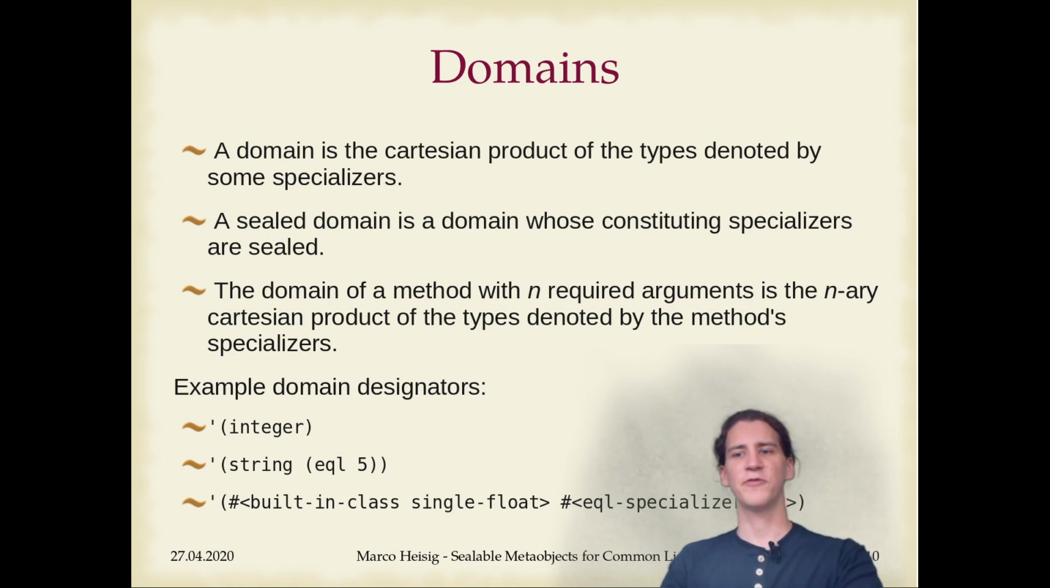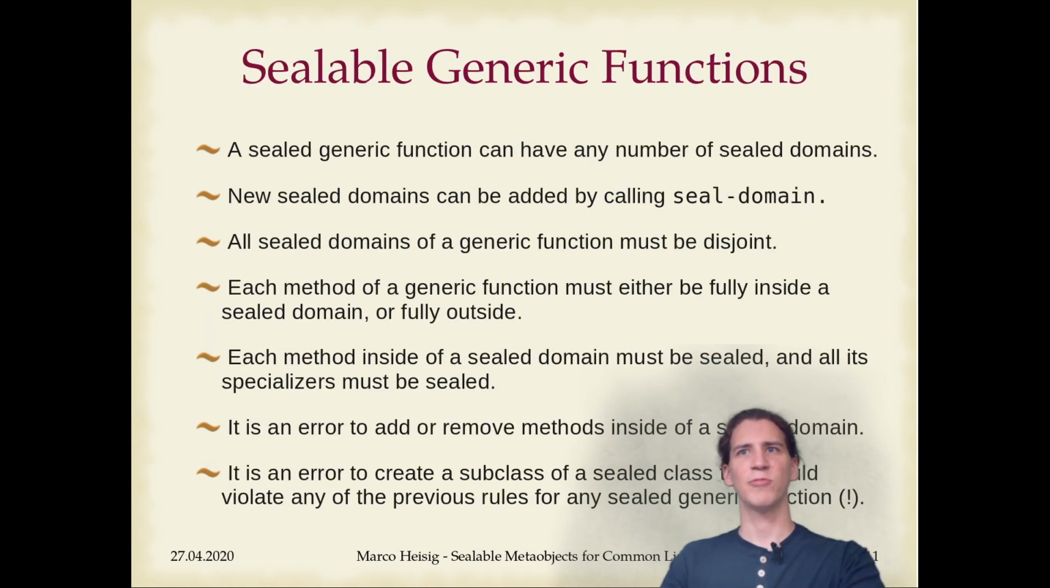Now that we have introduced the concept of sealable meta-objects and domains, we can finally define sealable or sealed generic functions. A sealed generic function can have any number of sealed domains attached to it, subject to a few constraints. New sealed domains can be added by calling seal-domain, as we've already shown. But all sealed domains of a generic function must be disjoint. Furthermore, each method of a generic function must either be fully inside a sealed domain or fully outside. And each method inside of a sealed domain must be sealed and all its specializers must be sealed.